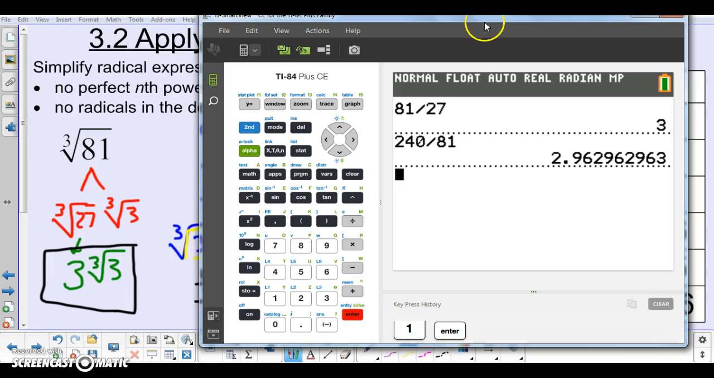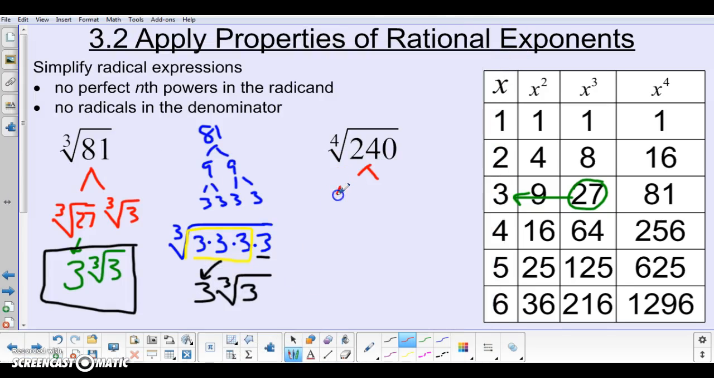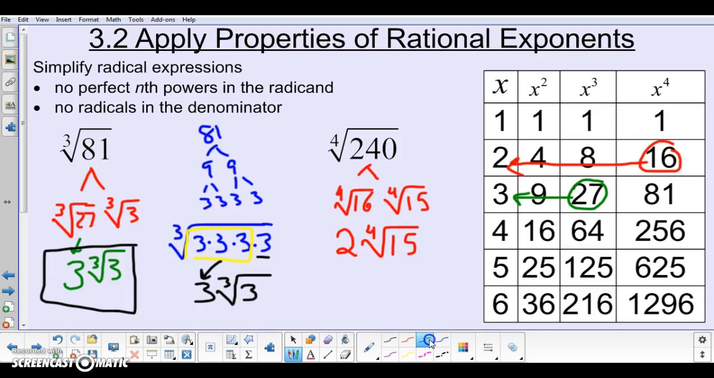It's no good. So my next option would be to take 240 divided by 16. We'll try that. 240 divided by 16, and we get 15. Oh, look at that. So 16 goes into 240 15 times. So I have the fourth root of 16 times the fourth root of 15. And again, I do that because the fourth root of 16 is 2. So I'm going to have 2 for that part of the expression, times the fourth root of 15. 15 does not have any perfect fourth powers that go into it, so that would be our simplified version of that radical.